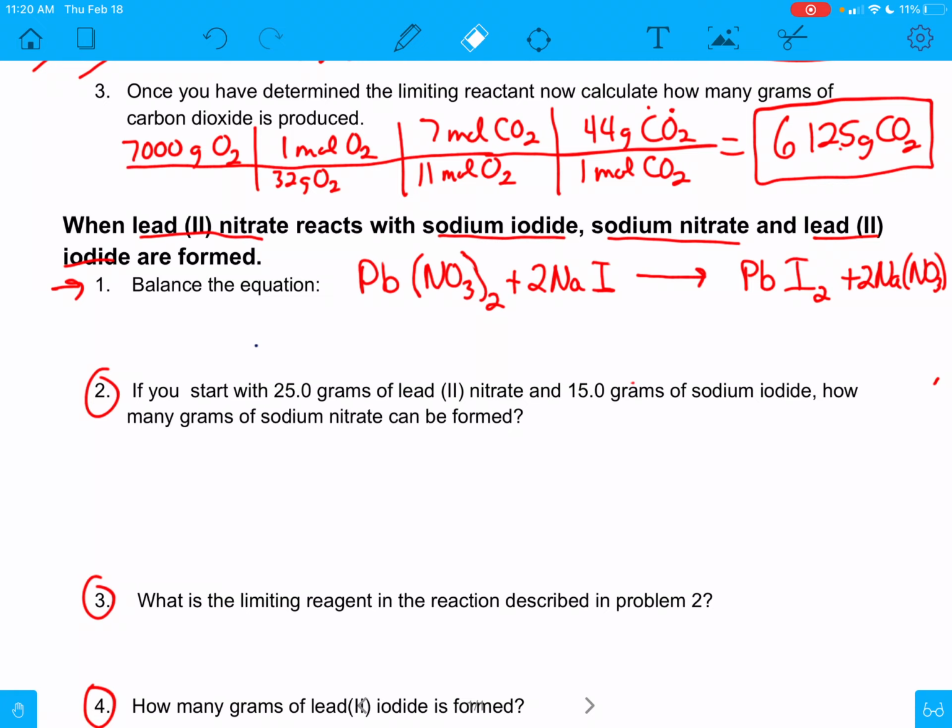Okay, so there's that, and now you are balanced, okay? So what's our ratio? We've got a 1 to 2 to 1 to 2 ratio. Okay, those are the mole ratios.